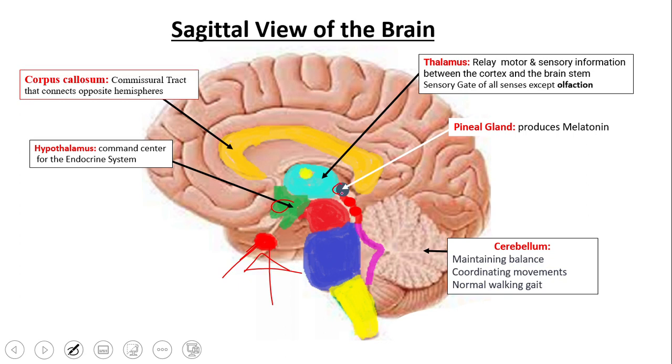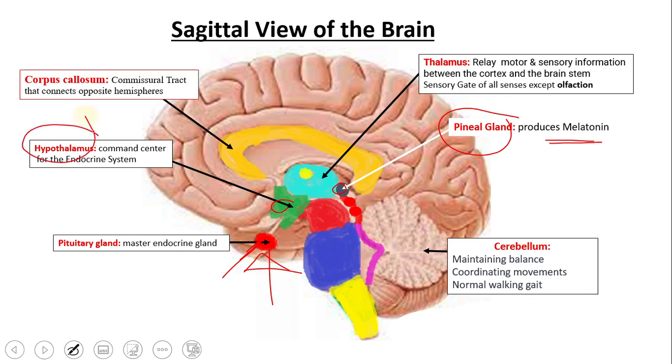This here, which is behind the thalamus, I consider this to be the ponytail for the thalamus, is the pineal gland, and this produces the melatonin hormone that helps to sleep. This is a pituitary gland. Again, this is controlled by the hypothalamus.